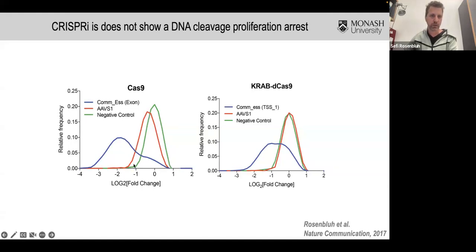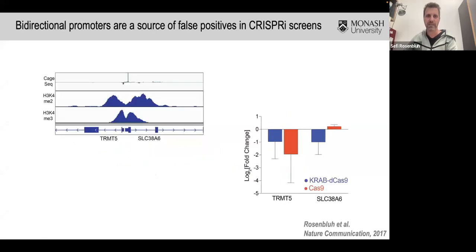So just by introducing DNA damage, you already see some shift in proliferation, which you do not see with CRISPR-I. But like I told you in the beginning, and this is a very important message for everything I say, there is no perfect methodology, and every methodology has issues. And the main issue that we have found with CRISPR-I is this problem of bidirectional promoters.